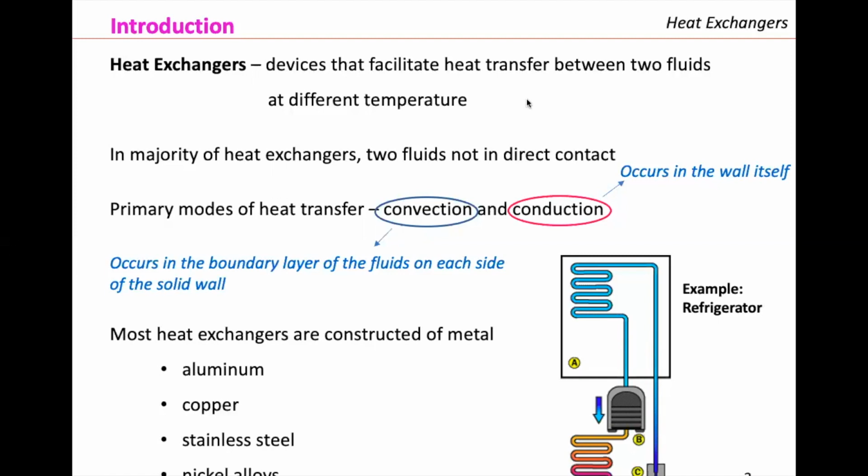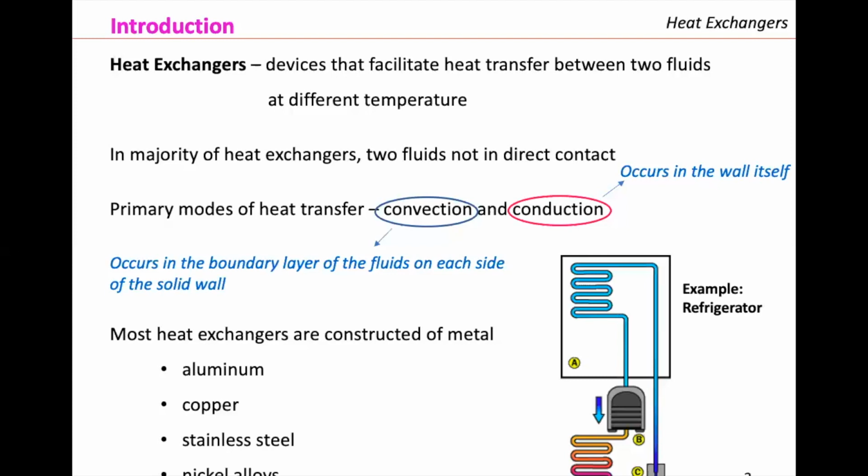The first one is convection, that occurs in the boundary layer of the fluids on each side of the solid wall. The second primary mode of heat transfer in a heat exchanger is conduction, that occurs in the wall itself. Typically, then, due to these modes of heat transfer, we construct heat exchangers of highly conductive materials, such as metals. Examples are aluminum, copper, stainless steel, or nickel alloys.